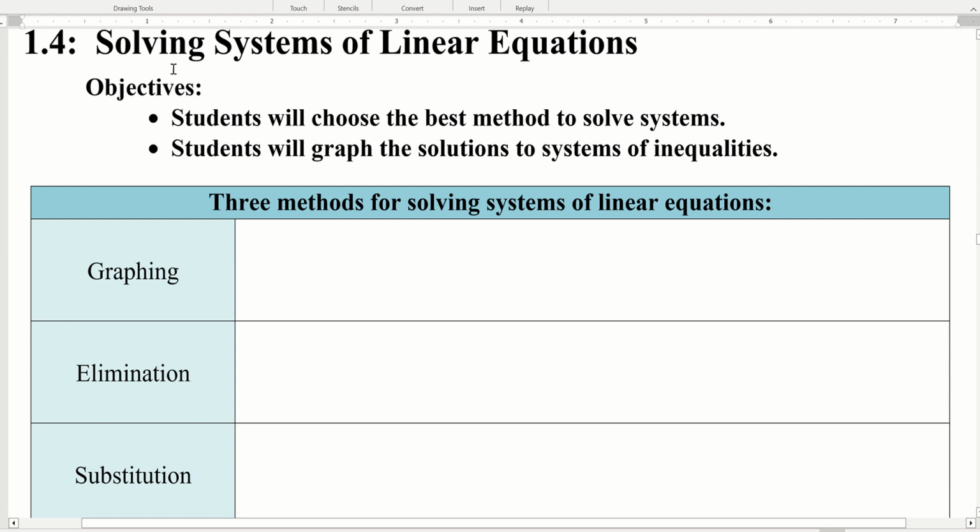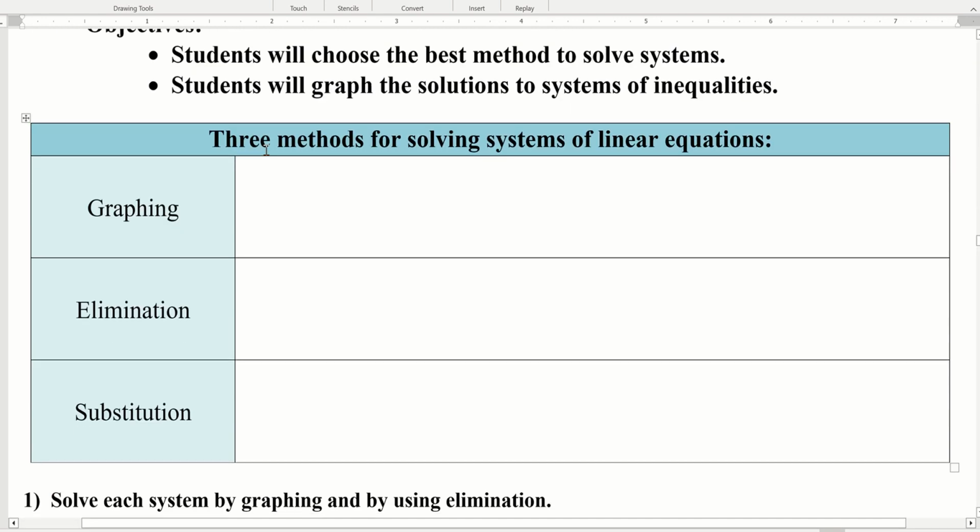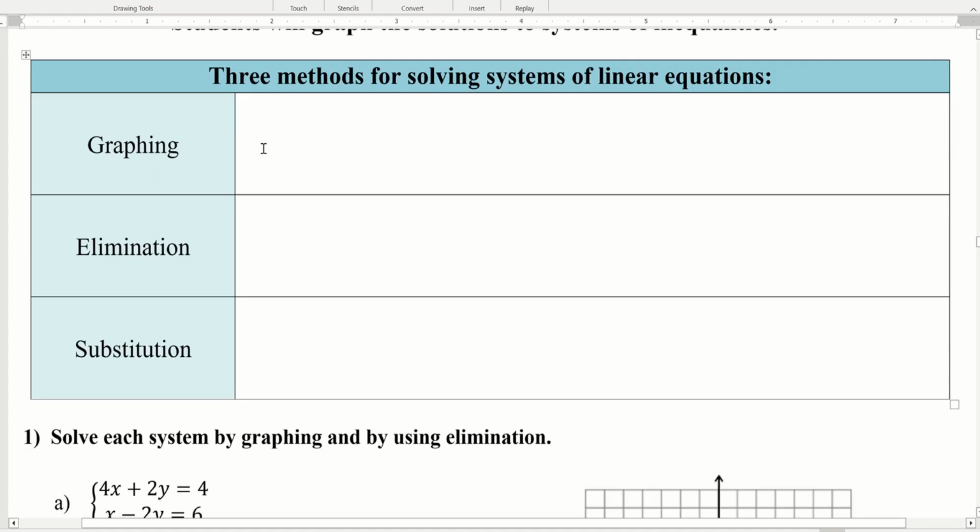So we'll have either, if we have one line, it will intersect the x axis. If there are multiple lines, we'll have them intersect each other. There are three ways that we're going to go about solving these.